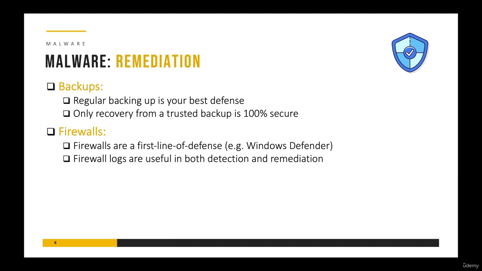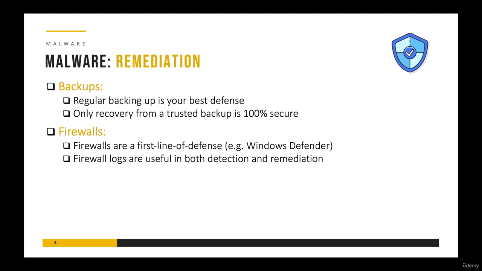You can also use firewalls. Firewalls are your first line of defense. For example, in Windows, we have Windows Defender, and in corporate settings, you obviously have commercial firewalls like Cisco and Juniper. Another important tool in the investigation for root cause analysis is firewall logs. They're very useful in both detection as well as in remediation activities, because they provide a detailed footprint of the different traffic sessions.